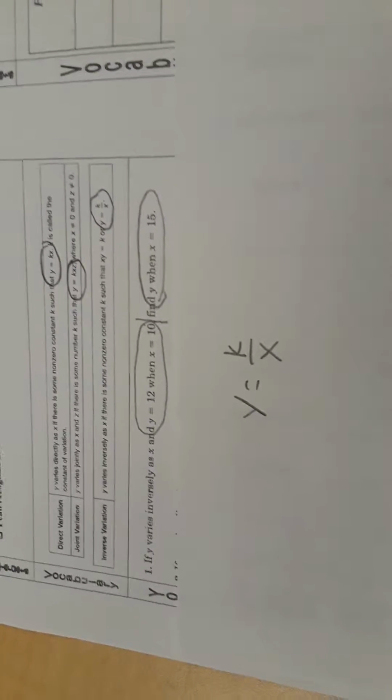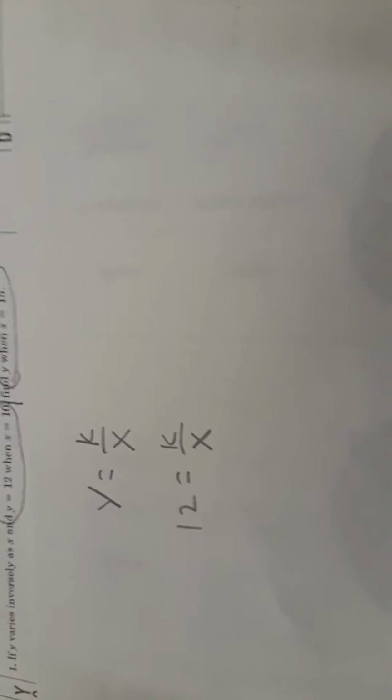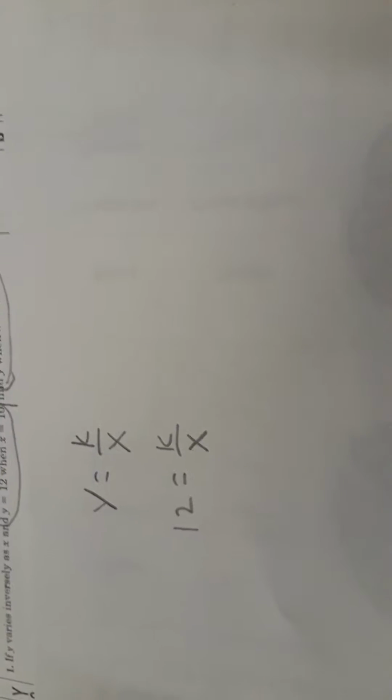How I do these problems is I say, okay, which side of the comma gives me more info? On the left side, I have a 12 and a 10. But on the right side, I only know what x is. It's 15. So I've got more information on the left side of the comma. I'm going to use that first. It says y is 12 and x is 10. So I'm going to put 12 in for y, and I'm going to put a 10 in for x. And doing that lets me solve for the letter k.